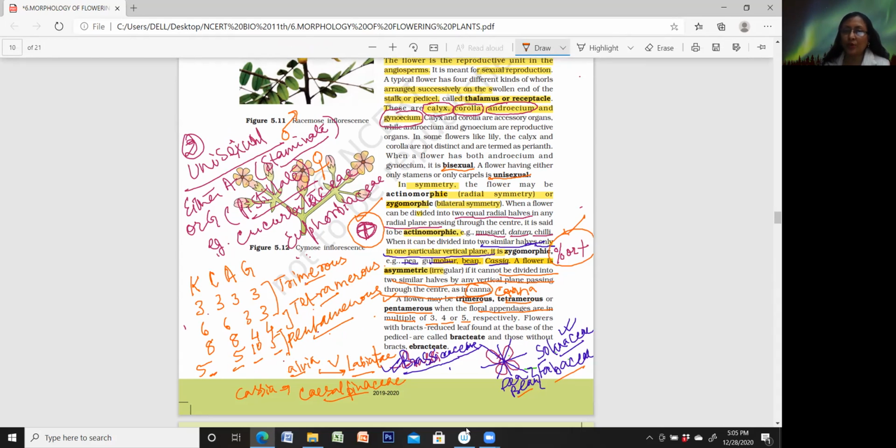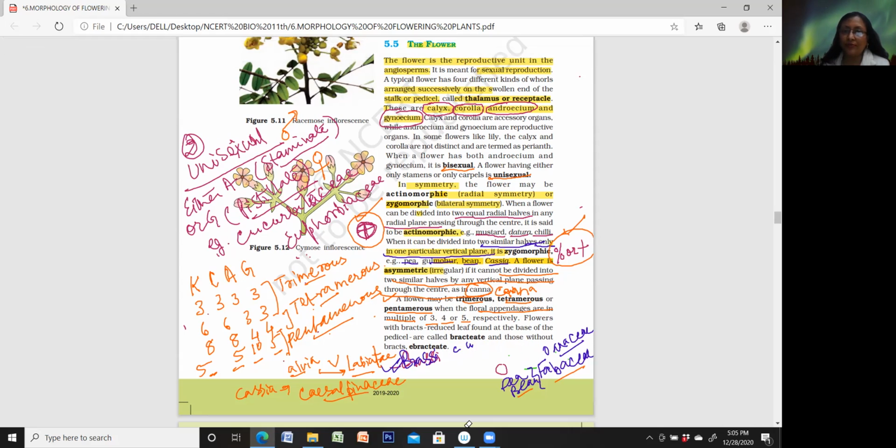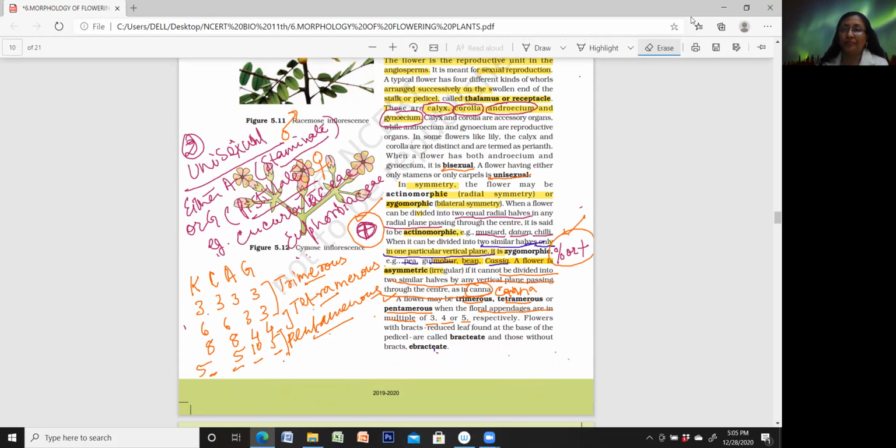Flowers with bracts. Now the next point is about the bracts. What is a bract? The flower with bracts, a reduced leaf found at the base of the pedicel, is called bracteate. You also need to know what a pedicel is. The floral stalk. Every structure we talk about may have a stalk. Like the leaf has a stalk called the petiole, this flower has a stalk which is called a pedicel. The floral stalk is called a pedicel.